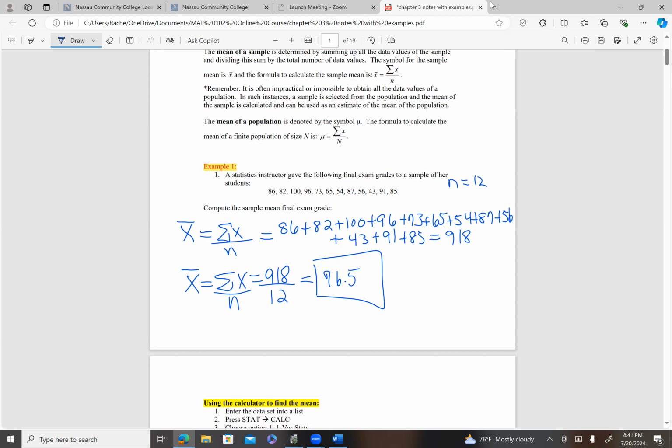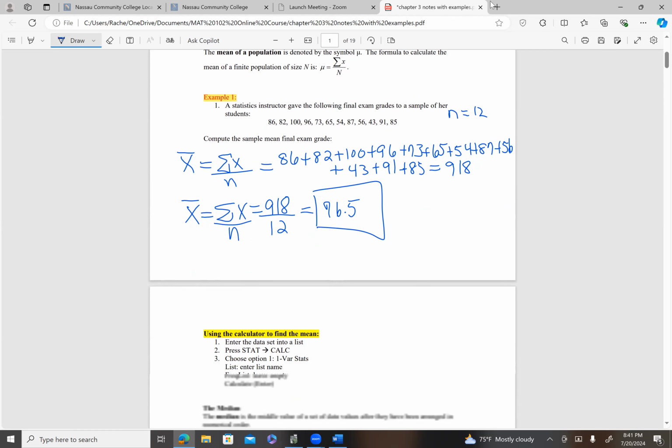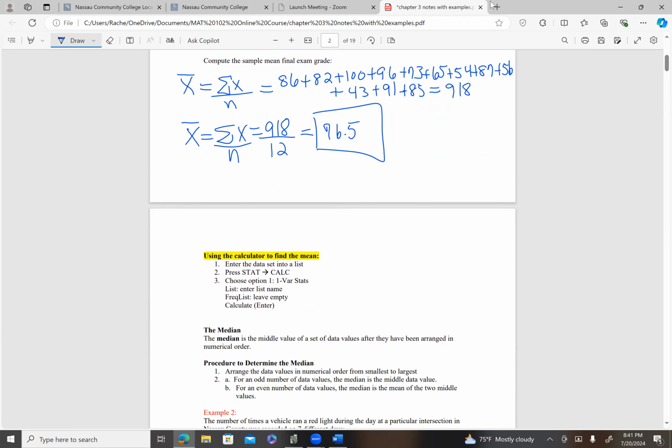Now, this wasn't so bad doing it by hand, right? We had to add up 12 numbers and then divide by 12. Not too bad, right? I mean, it took a minute or two. But think about in real life, if I had 1,000 numbers, it's going to be very tedious to have to sum them all up by hand. So the calculator does have a function that will calculate the mean for us.